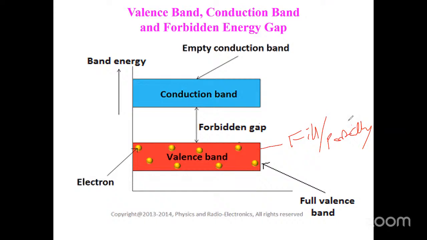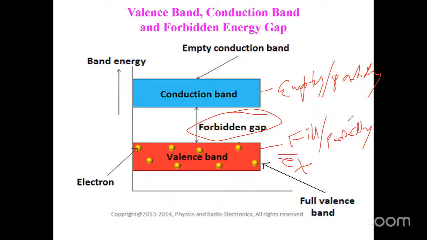So here the electron cannot move freely. The bond between the electrons is a covalent bond. Above the valence band, there is another band, that band is the conduction band. There the electron can move freely. It is a band which is always empty or partially filled. Between them, the gap is the forbidden energy gap. Is it clear? Here the electron cannot move freely. Here the electron can move freely.